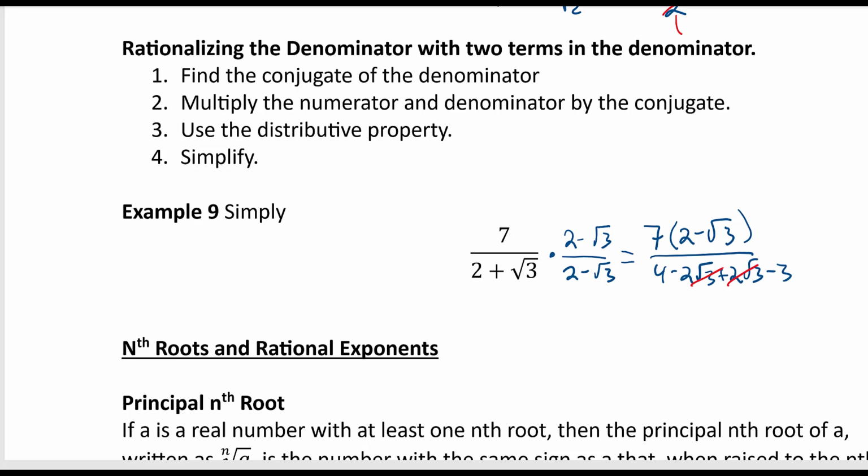So we end up with 7 times 2 minus the square root of 3 over 4 minus 3, which is 1. So I guess I will distribute the 7. So it's going to be 7 times 2 is 14 minus 7 times the square root of 3. We do not need to write the 1. That's fine. So that's the process of rationalizing the denominator.